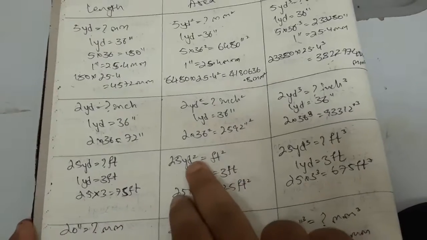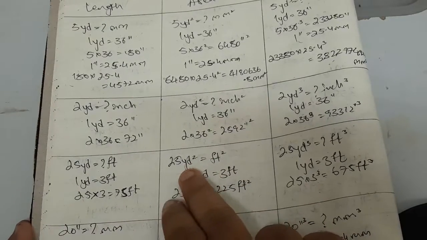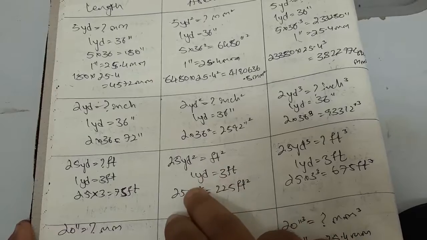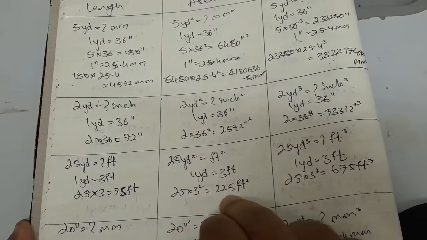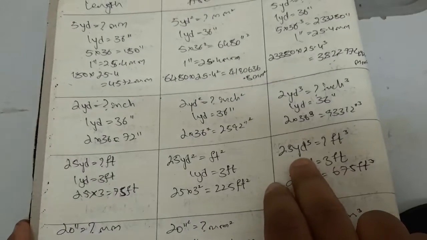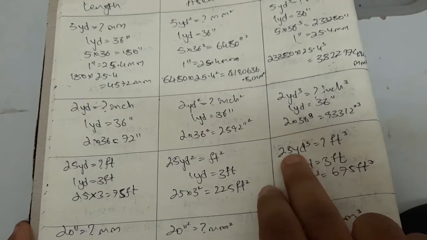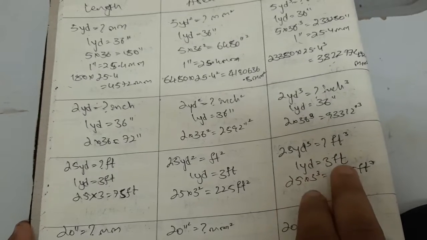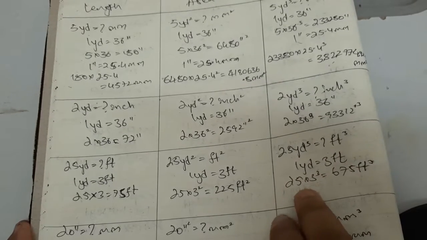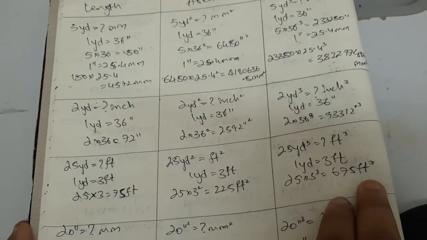Now coming to a second dimension, we have 25 yard square is equal to how many feet square? Since 1 yard is equal to 3 feet, 25 into 3 square gives us 225 feet square. Coming to a third dimension, we have 25 yard cube is equal to how many feet cube? Since 1 yard is equal to 3 feet, 25 into 3 cube gives us 675 feet cube.